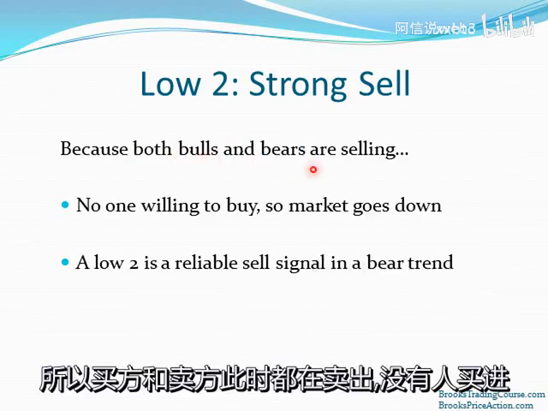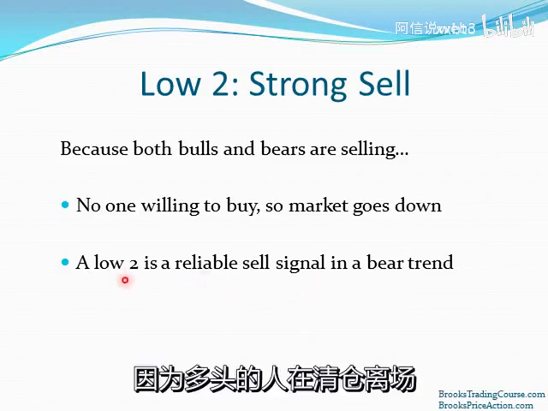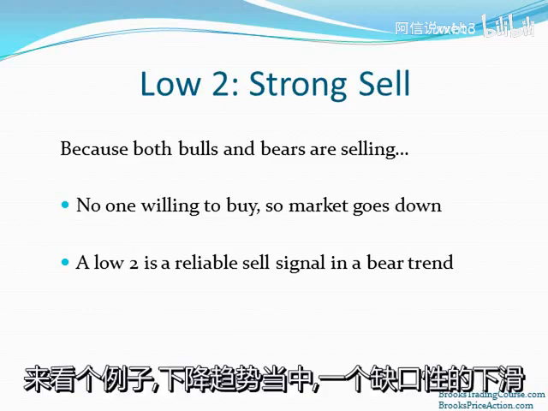Okay, so you have both the bulls and the bears selling, no one willing to buy, so the market has to go down, and that makes a low 2 a reliable sell signal in a bear, because the bulls are selling out of their longs and taking their losses, and the bears are selling to capture the resumption of the trend.